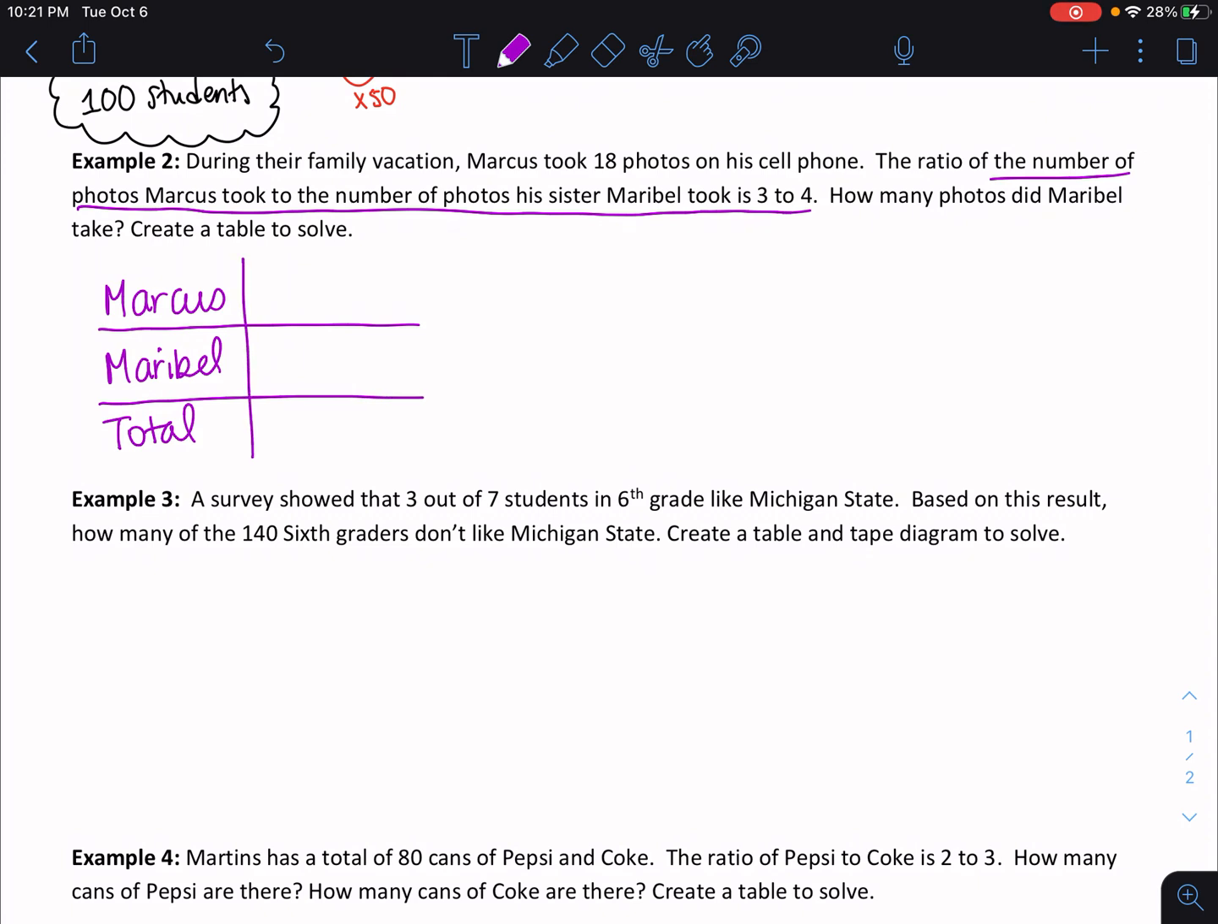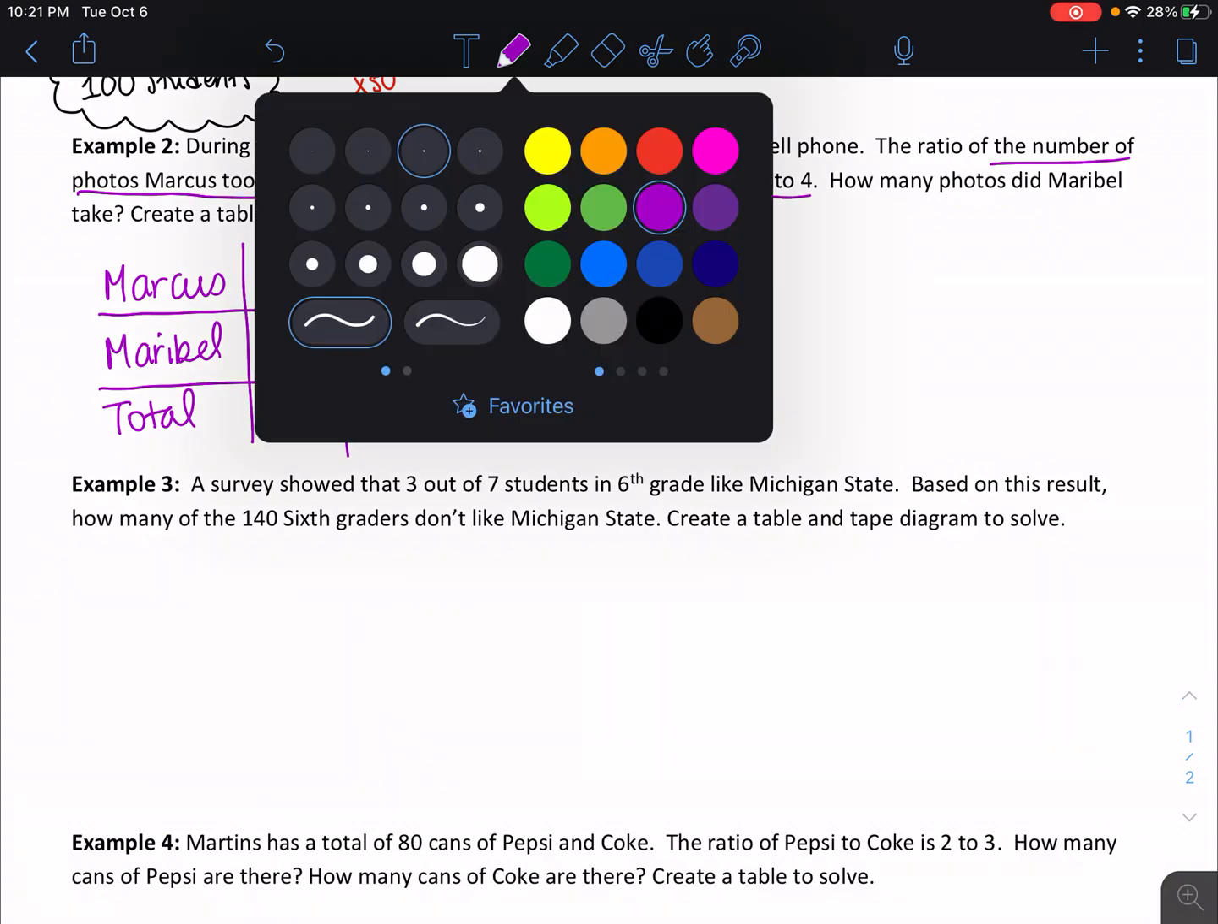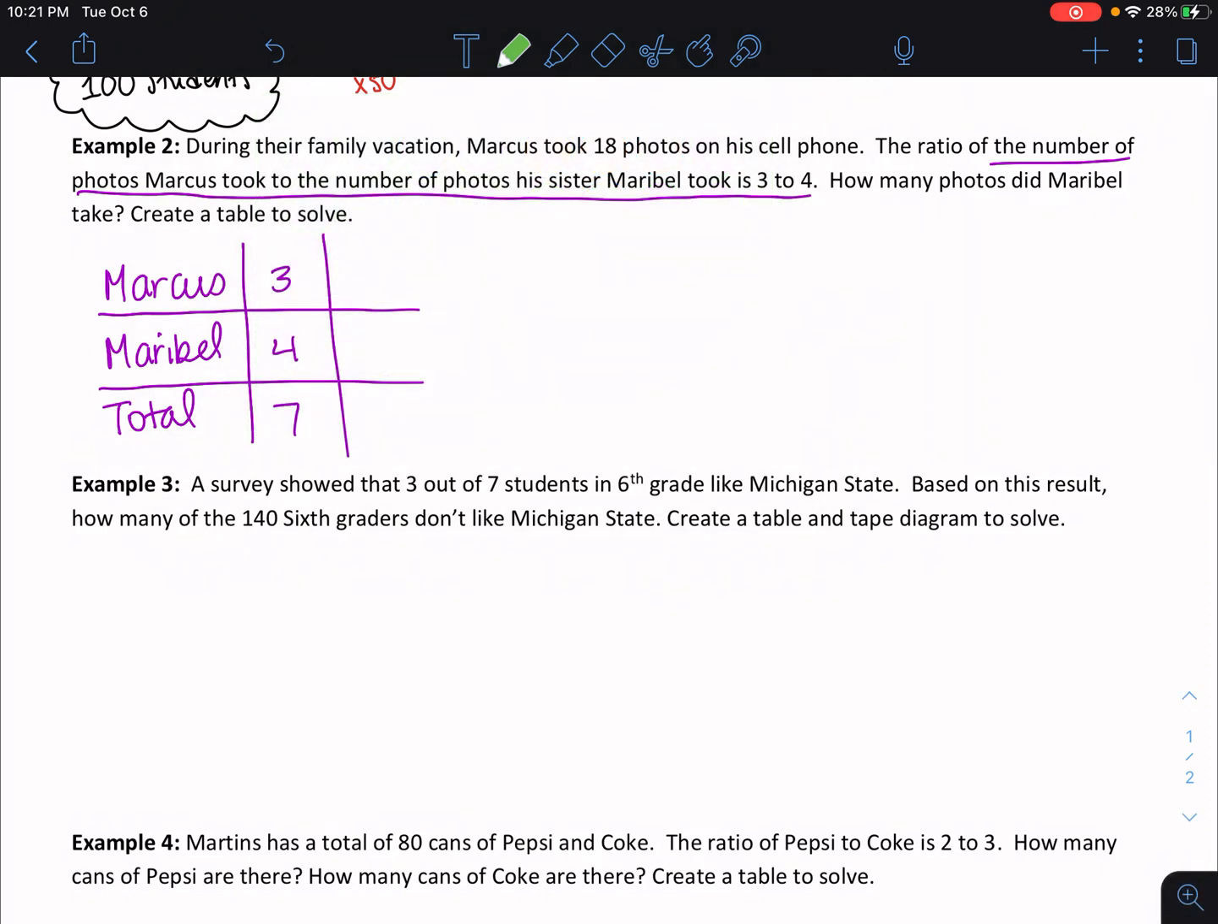So the ratio of the number of photos that Marcus took to the photos that Maribel took is 3 to 4. And my total would be 7. And then Marcus took 18 photos. So again, if I'm scaling forward or scaling backward, in this case, I am scaling forward using multiplication. And I am multiplying by 6.